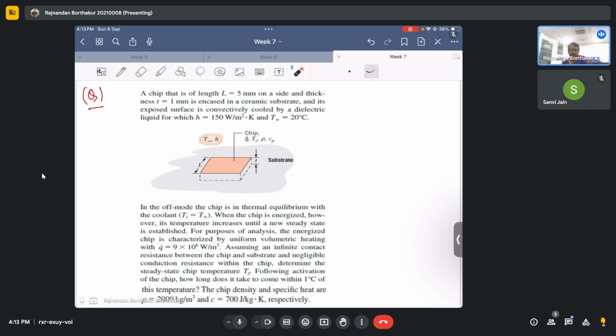I want you guys to read it first. So there are two objectives, okay? If you remember, there are two objectives. First, to find the steady state temperature, which they call T_F. This is basically the steady state temperature.